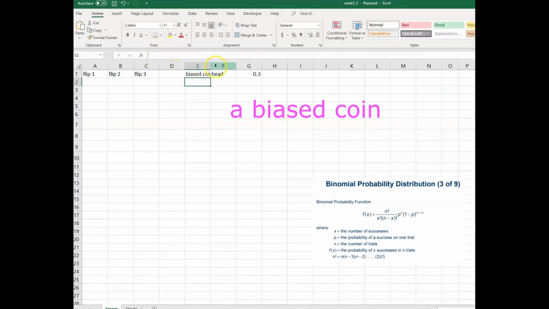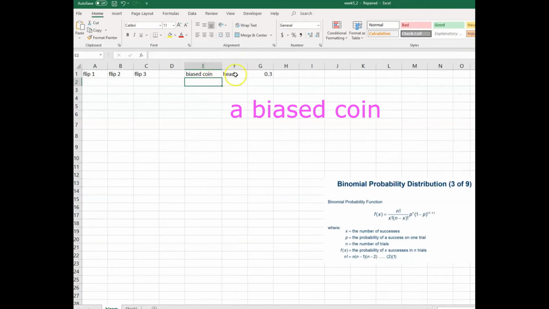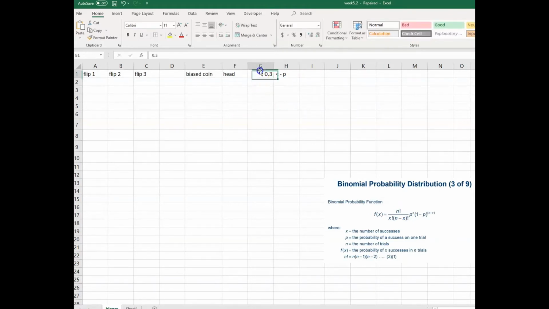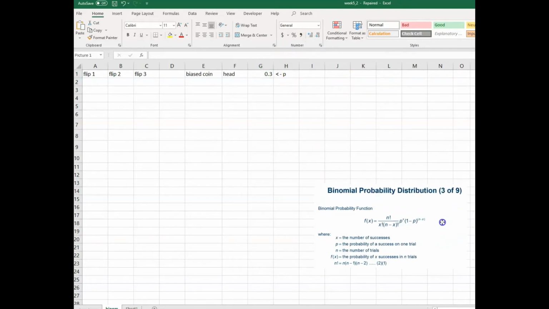So we have a biased coin. We have a 30% probability to see a head, and a 70% probability to see a tail. So this is our probability. You can call it success rate, or you can simply call it P. So this is a probability, and this is our formula.